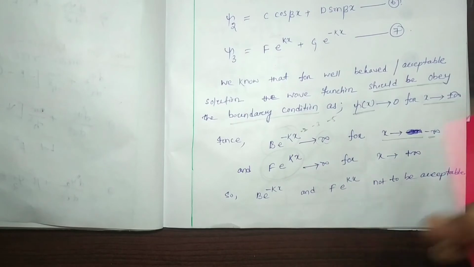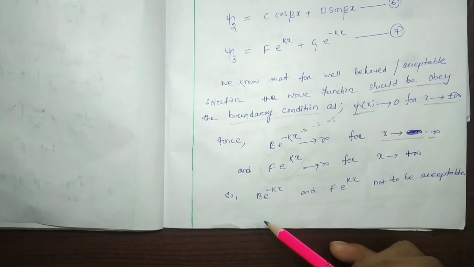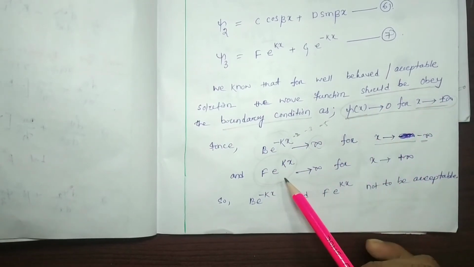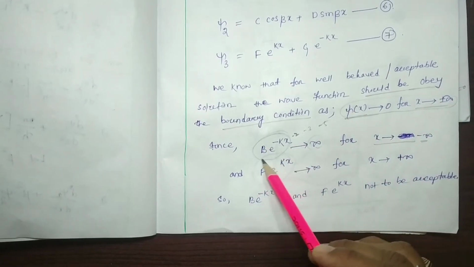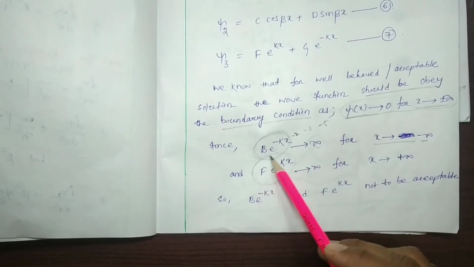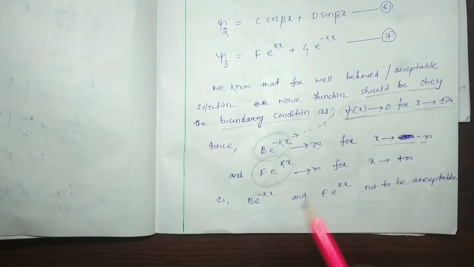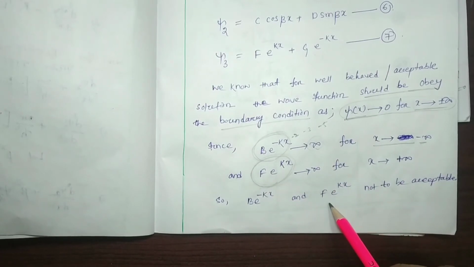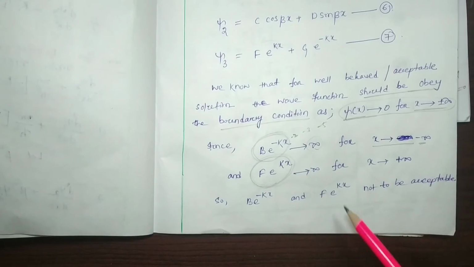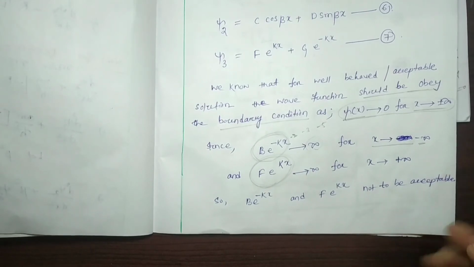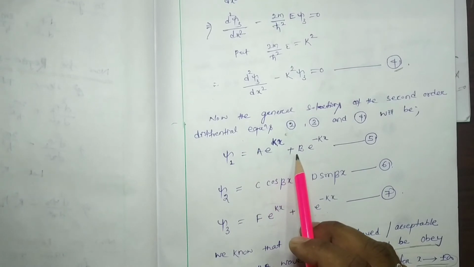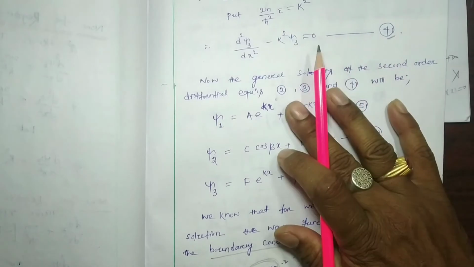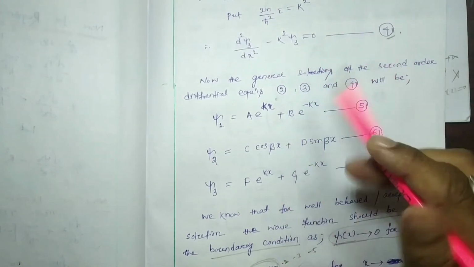These two functions are not going to be acceptable if we consider this boundary condition. Okay, so for region 1 this term is not acceptable, and for region 3 this term is not acceptable. Hence b e to the minus kx and f e to the kx are not well behaved and cannot be accepted for the solutions of region 1 and region 3. So these are not going to be considered, this one and this one.